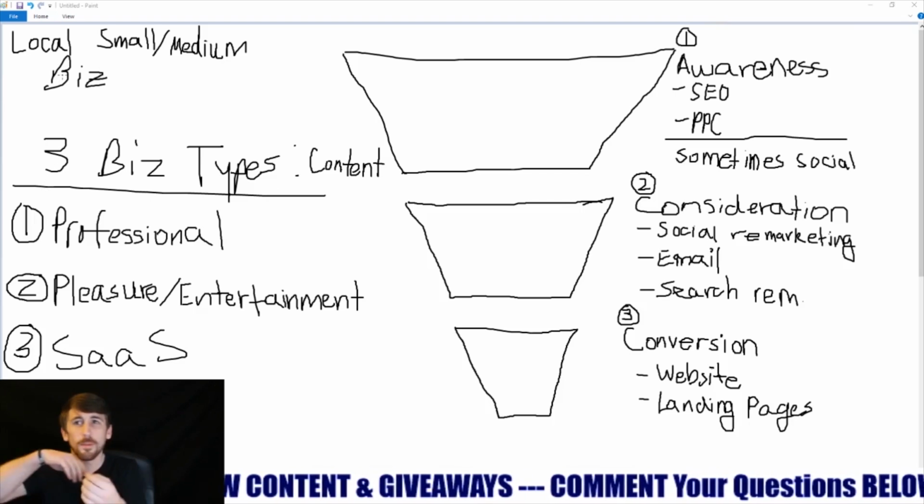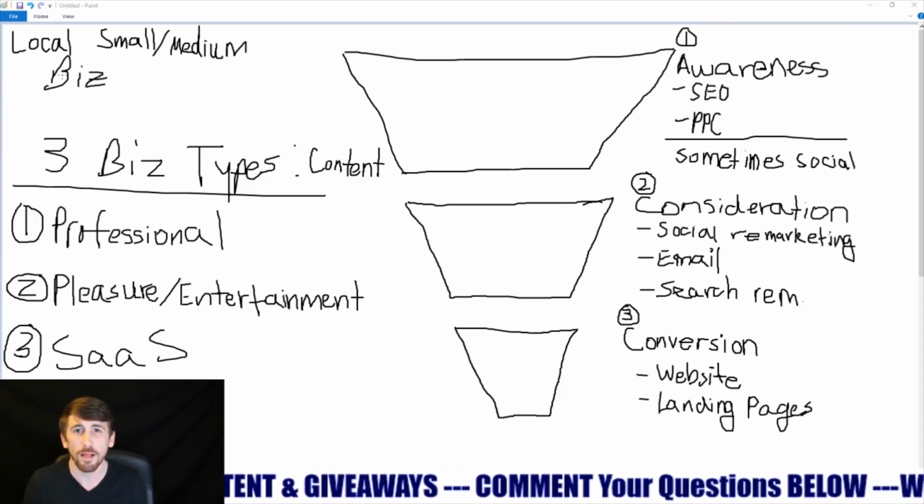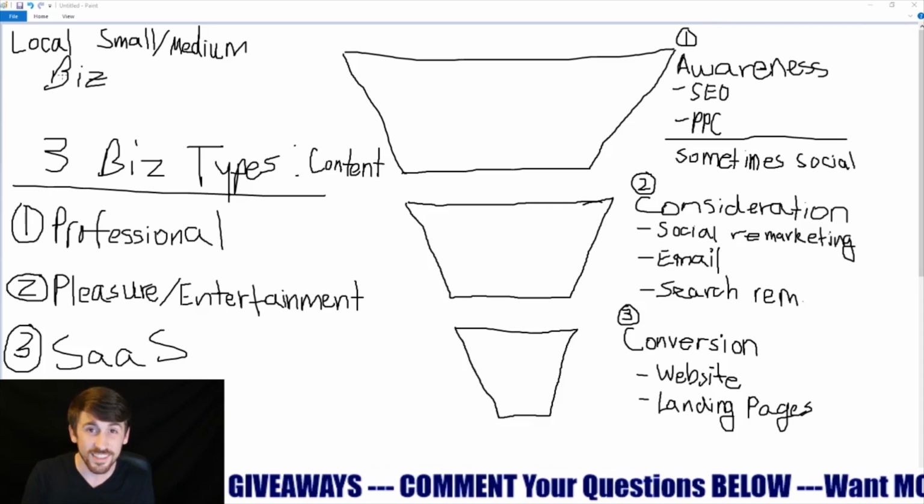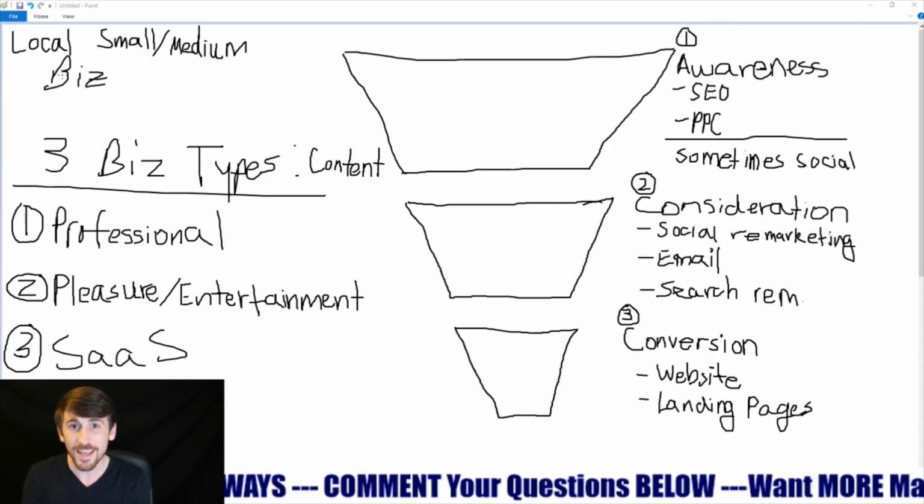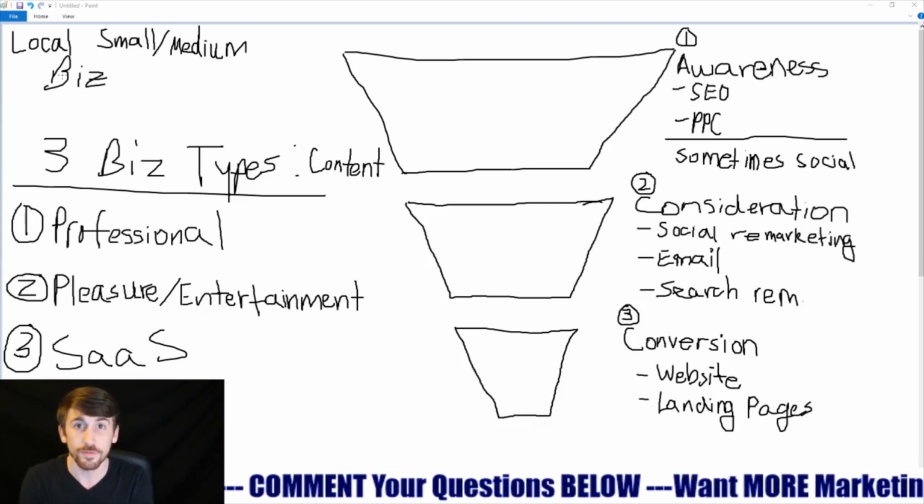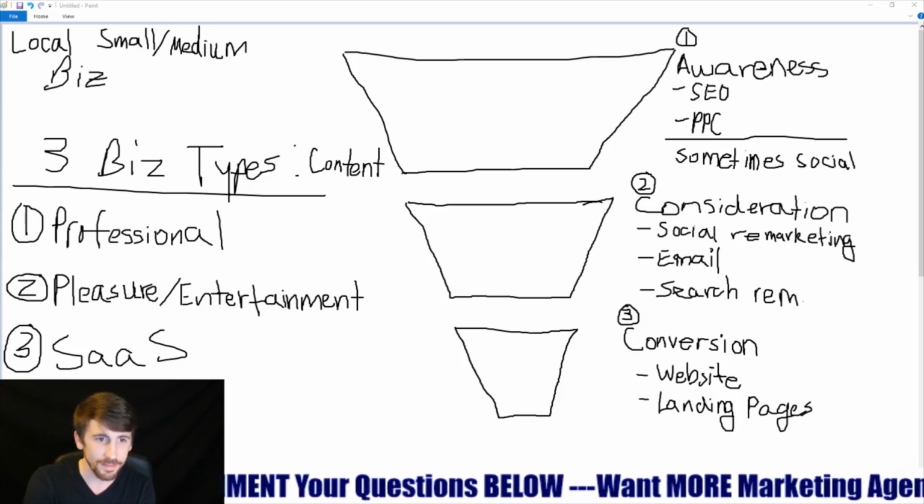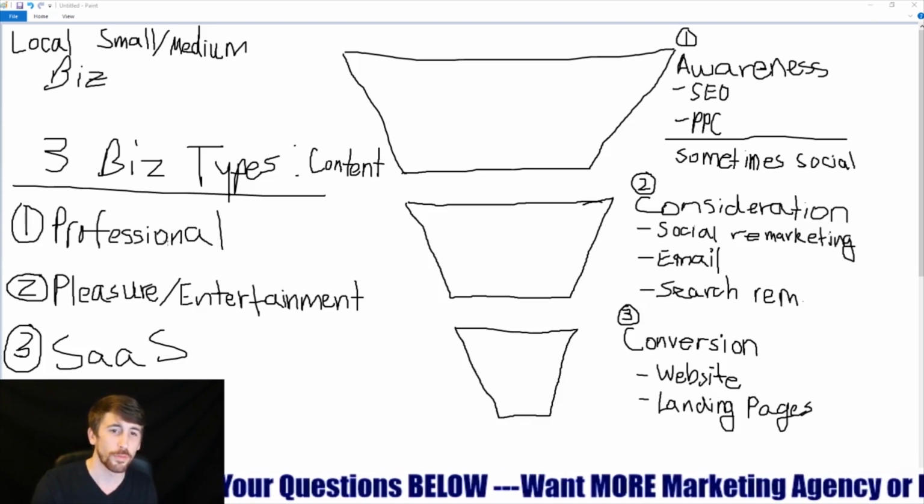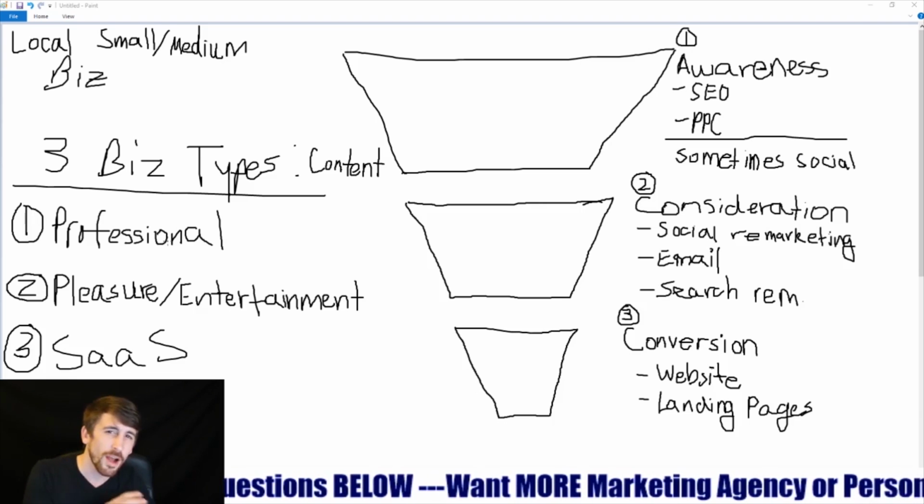You need to stop thinking about what kind of cool video can we create, blah, blah, blah. You need to think about what steps a potential customer might take to buy that product or service from your client. Okay, so before we get into that though, let me talk about the three business types based on their content approach, okay?